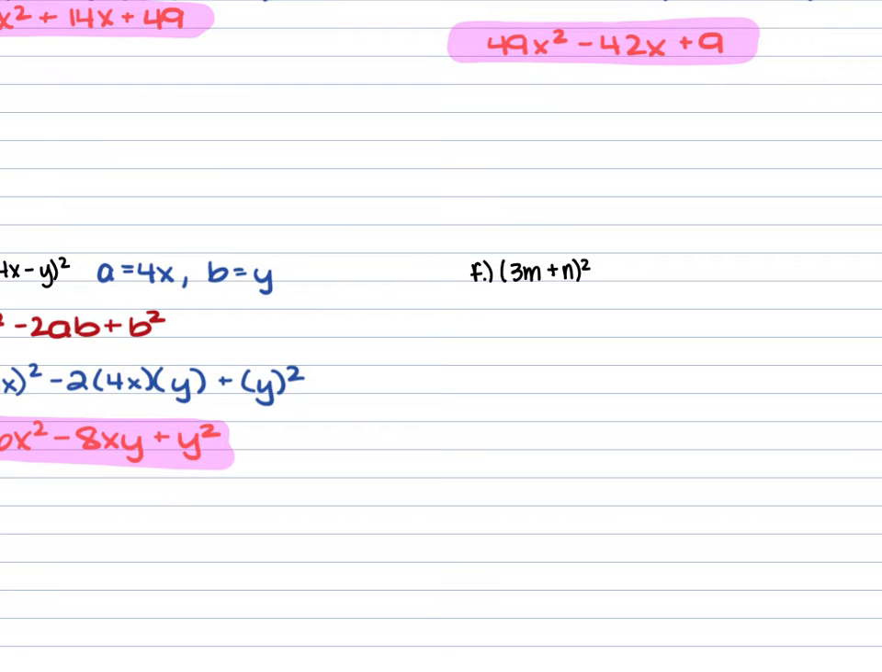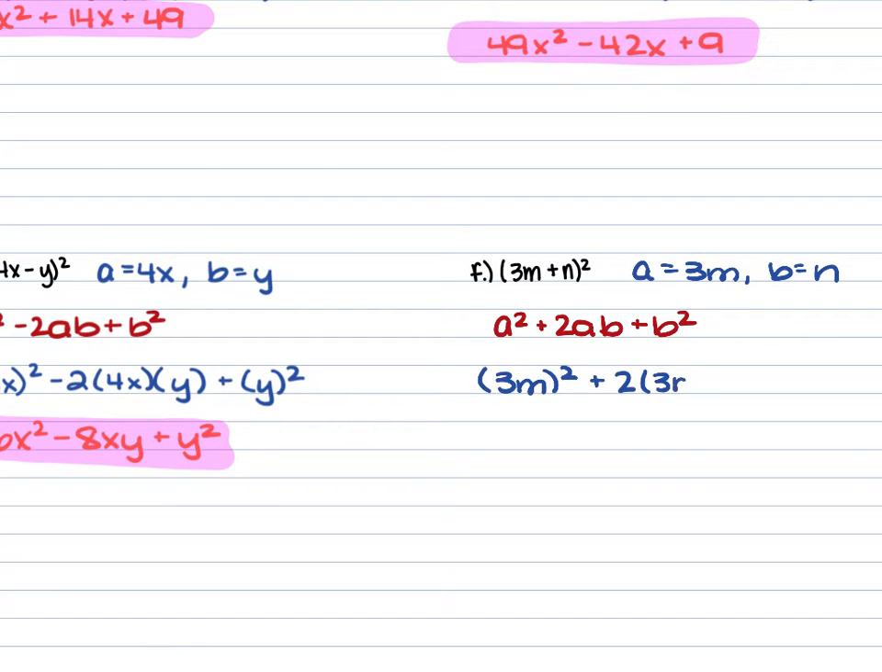With example F, we have 3m plus n squared. So, again, we have addition there. We'll use a squared plus 2 times a times b plus b squared. Our a is 3m. Our b is n. We plug these in, so 3m raised to the second power plus 2 times 3m times n plus n to the second power. 3m to the second power gives us 9m squared plus 2 times 3m times n is 6mn, and n squared is just n squared.